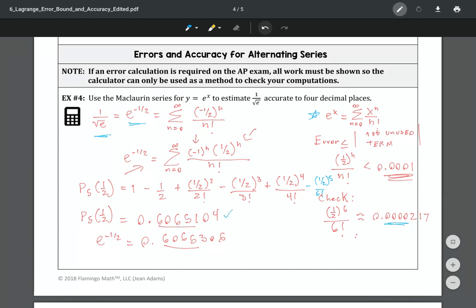Now, if you put this in the calculator, it gives you the exact answer, or a more exact answer, I should say, which is this. Now, notice that this approximation is accurate up to 4 decimal places, and after that, it's not.